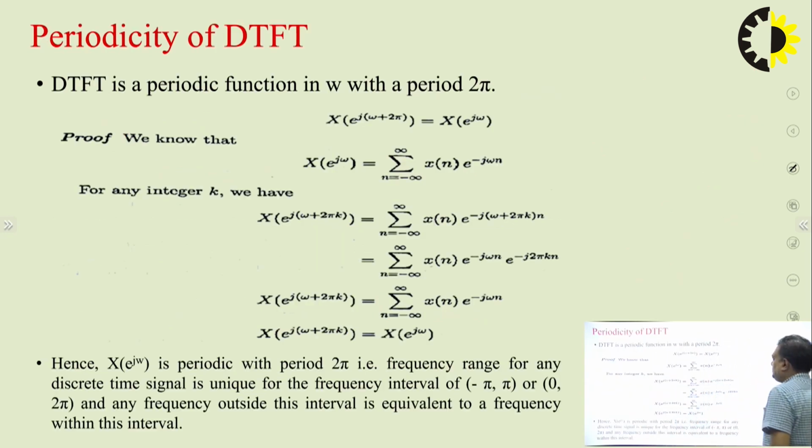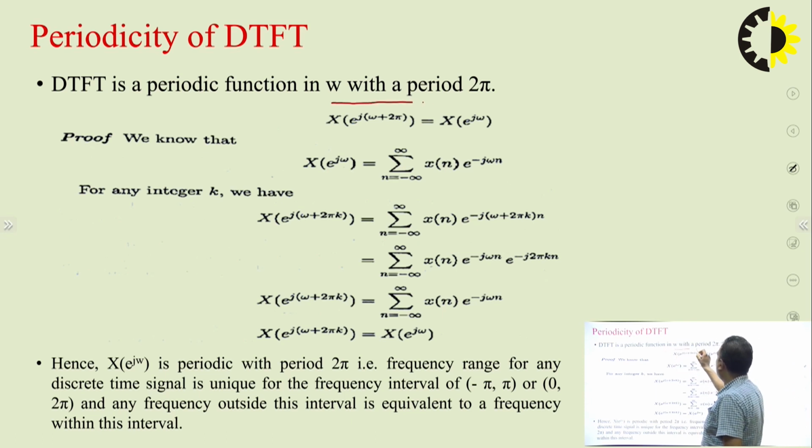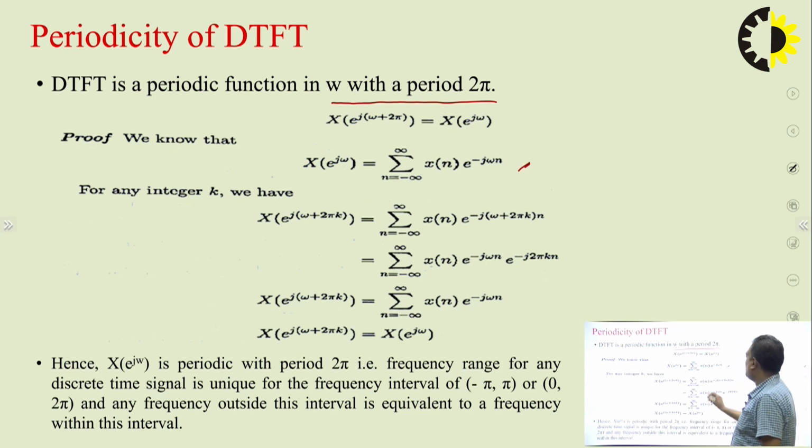Now I am showing how the DTFT is periodic. DTFT is periodic in omega with a period 2 pi. We will take X(e to the power j omega plus 2 pi), which should be equal to X(e to the power j omega). Now we know the definition of X(e to the power j omega). Now what I am doing is multiplying with e to the power j 2 pi k on both sides. So it will become e to the power minus j (omega plus 2 pi k) times n, and we will separate it out, and we know the value of this.